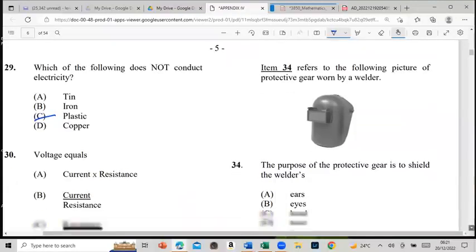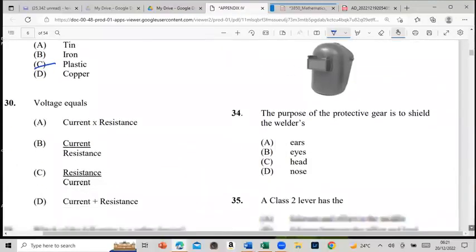Let me see, make sure you guys can see the options. Voltage equal to, is it A, current times resistance, B, current over resistance, C, resistance over current, or D, current plus resistance, and that would be current divided by resistance.